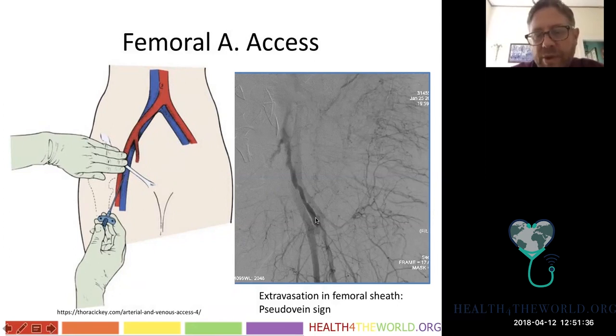This is an example when you have extravasation in the femoral artery. In this case, this is related to a groin puncture, and you can see that there's this line of contrast extravasation, which is called a pseudovein, because it looks kind of like a vein, but it's actually just contrast stuck in the femoral sheath. So you can see that what's happening is there's extravasation here, and it's migrating all the way up through the femoral sheath and then getting into the retroperitoneum. So that's bad. We have to treat that. That's major life-threatening bleeding right there.